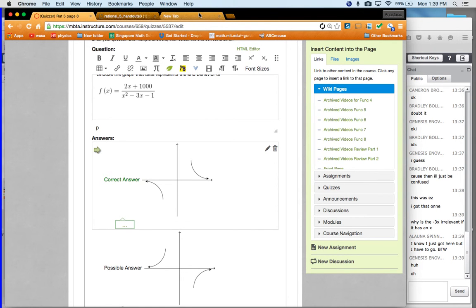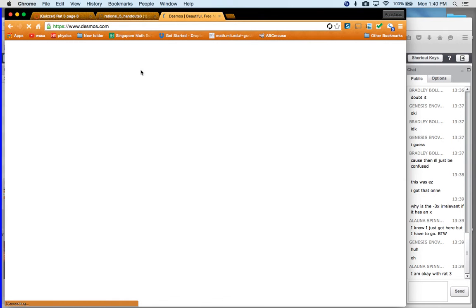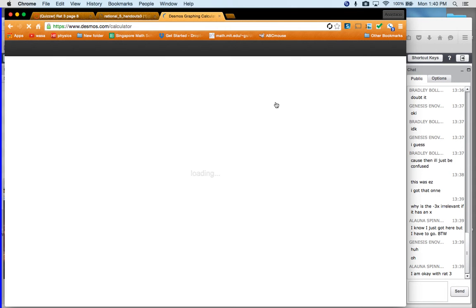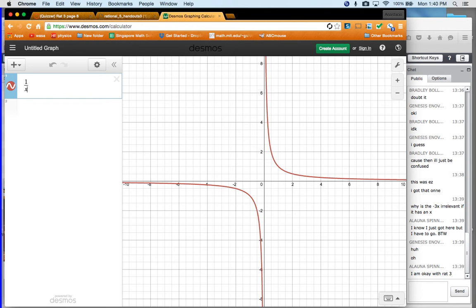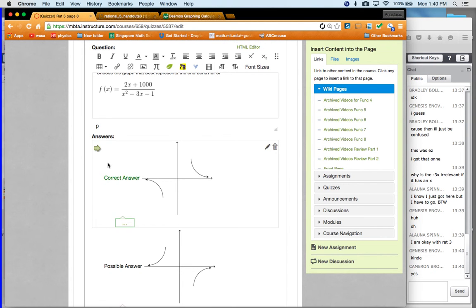Well, if you graph 1 over x, that's what the graph looks like. So you know at the end behavior, it will look like this. That's why I chose that option right there. Genesis and Bradley, does that make sense to you? Okay, let's see.